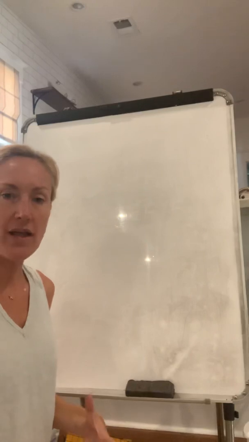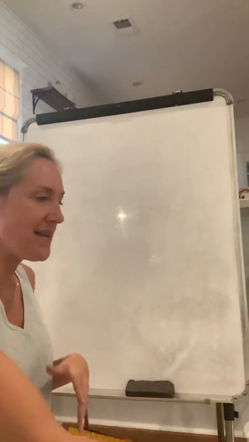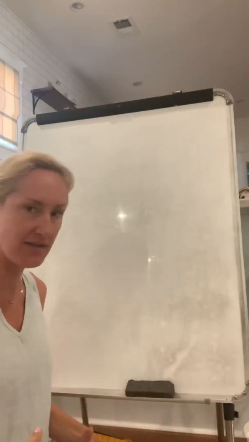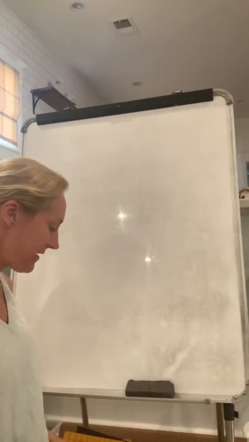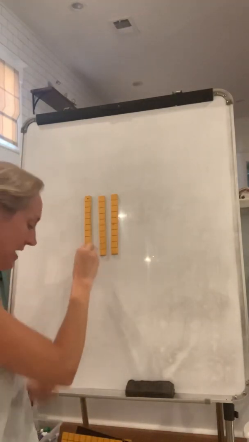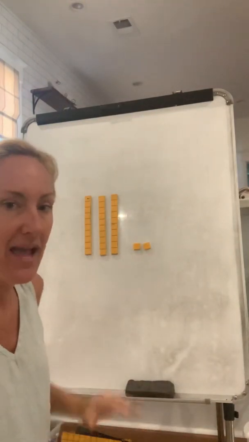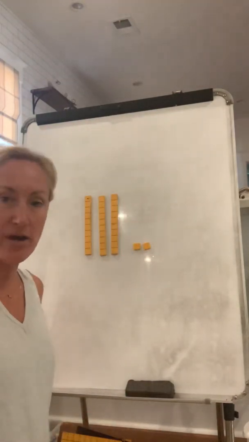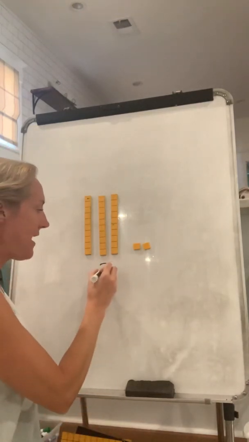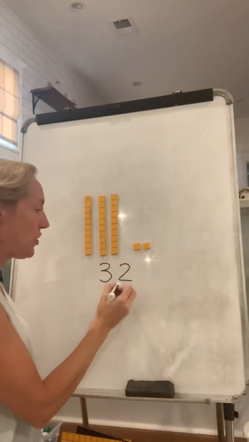We have been talking about numbers and adding ones, taking away ones, adding tens, taking away tens. Okay, so let's practice that for just a minute to review it. Let's say I have 3 tens and 2 ones. How many squares do I have all together? What is my number? 3 tens, 2 ones, I have 32.